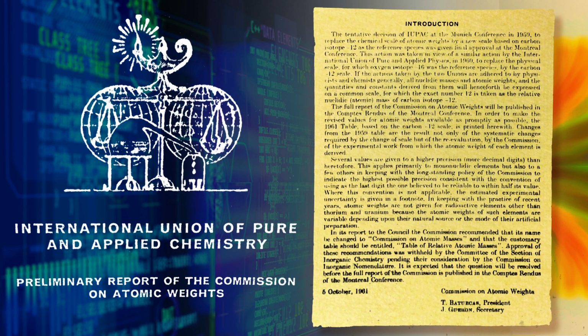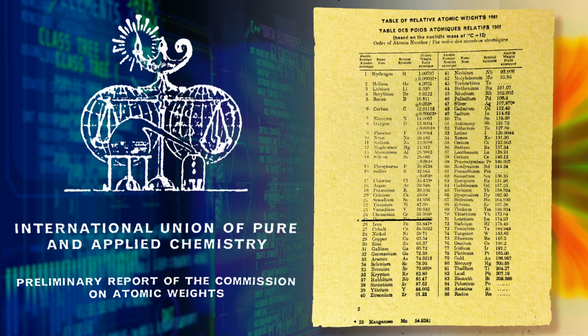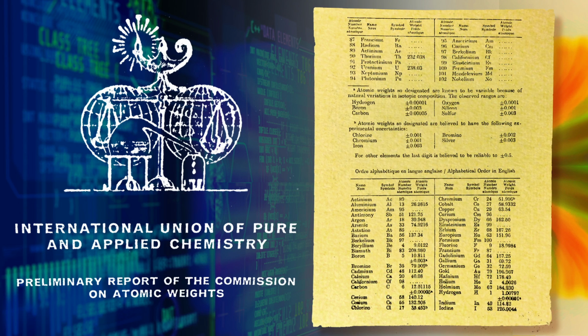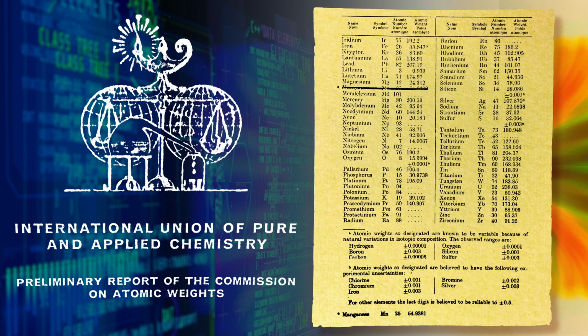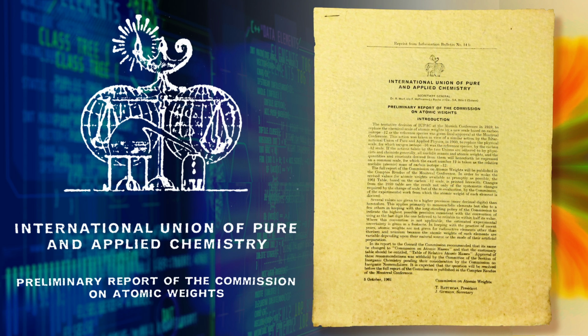in 1960 to replace the physical scale, for which oxygen isotope 16 was the reference species, by the carbon-12 scale. If the actions taken by the two unions are adhered to by physicists and chemists generally, all nuclidic masses and atomic weights and the quantities and constants derived from them will henceforth be expressed on a common scale for which the exact number 12 is taken as the relative nuclidic atomic mass of carbon isotope 12.